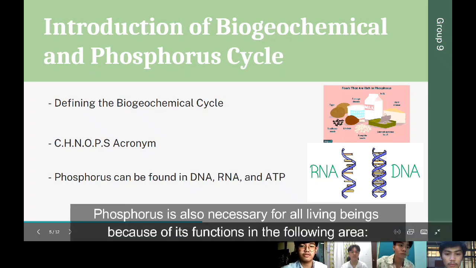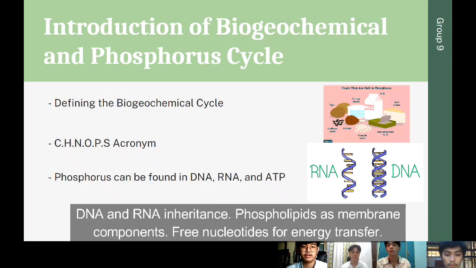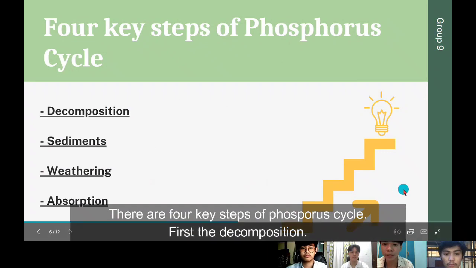Phosphorus is also necessary for all living beings because of its function in the following areas: DNA and RNA inheritance, phospholipids as membrane components, free nucleotides for energy transfer, sugar phosphates within carbon metabolism, including signaling and regulating processes, as well as the production of ATP. There are four key steps of the phosphorus cycle.